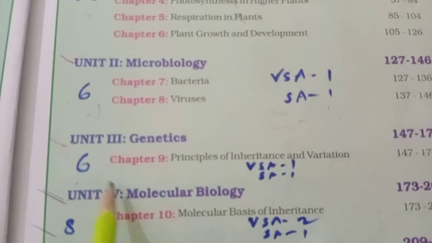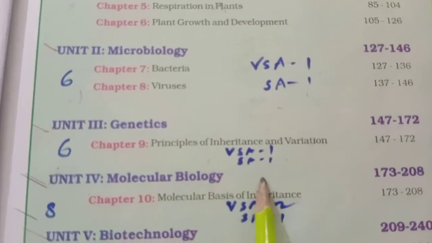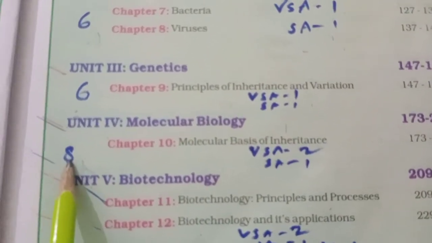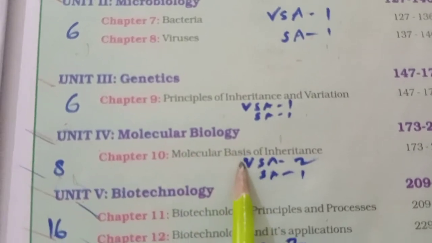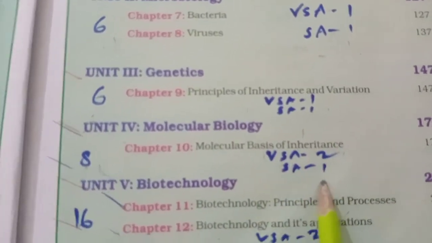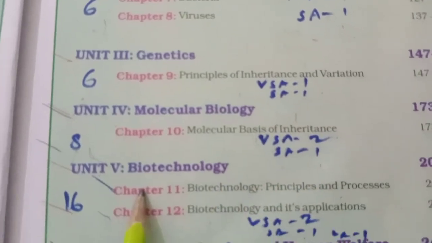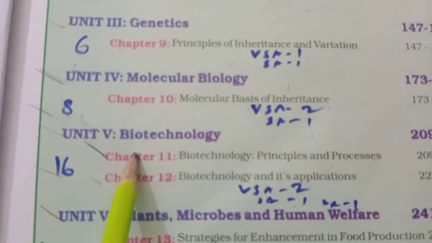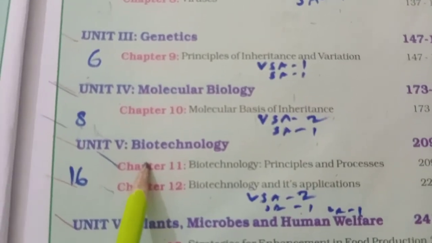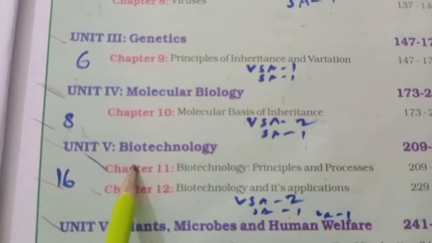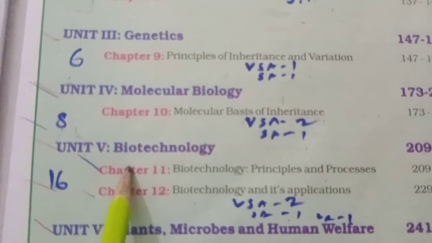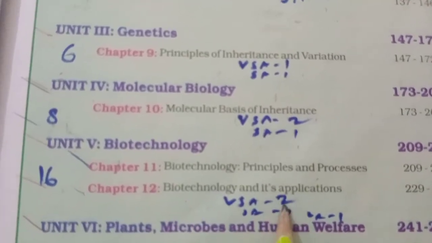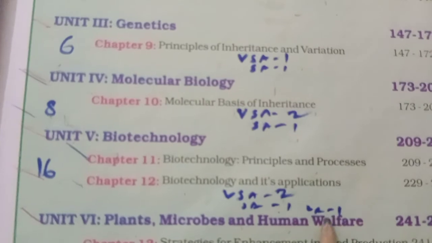Next is genetics. It is also 6 marks: very short answer 1 and short answer 1. Next, molecular biology carries 8 marks, from which there will be very short answers 2 and short answer 1. Biotechnology carries 16 marks: very short answers 2, short answers 1, and long answer 1.